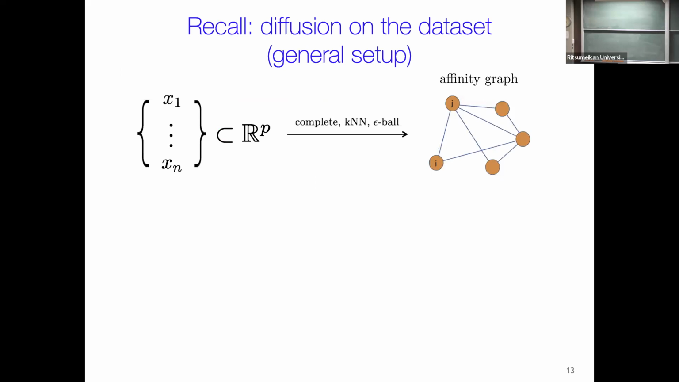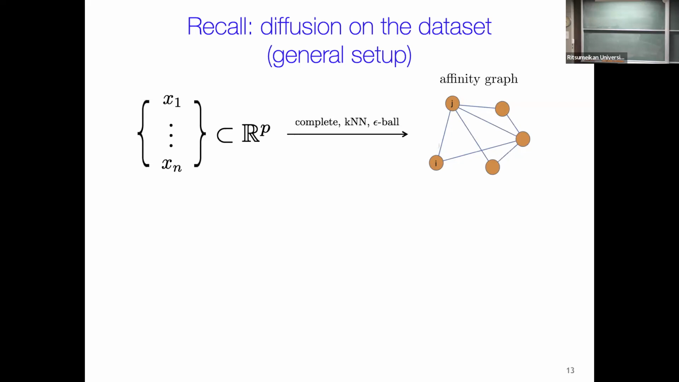Okay, to introduce you to the Rostand algorithm, let's have a quick recall of diffusion. What do I mean by diffusion on the data set, or what is the general setup, which is not specific for this database or this problem? It is generic. So I give you n points in R-dimensional space.